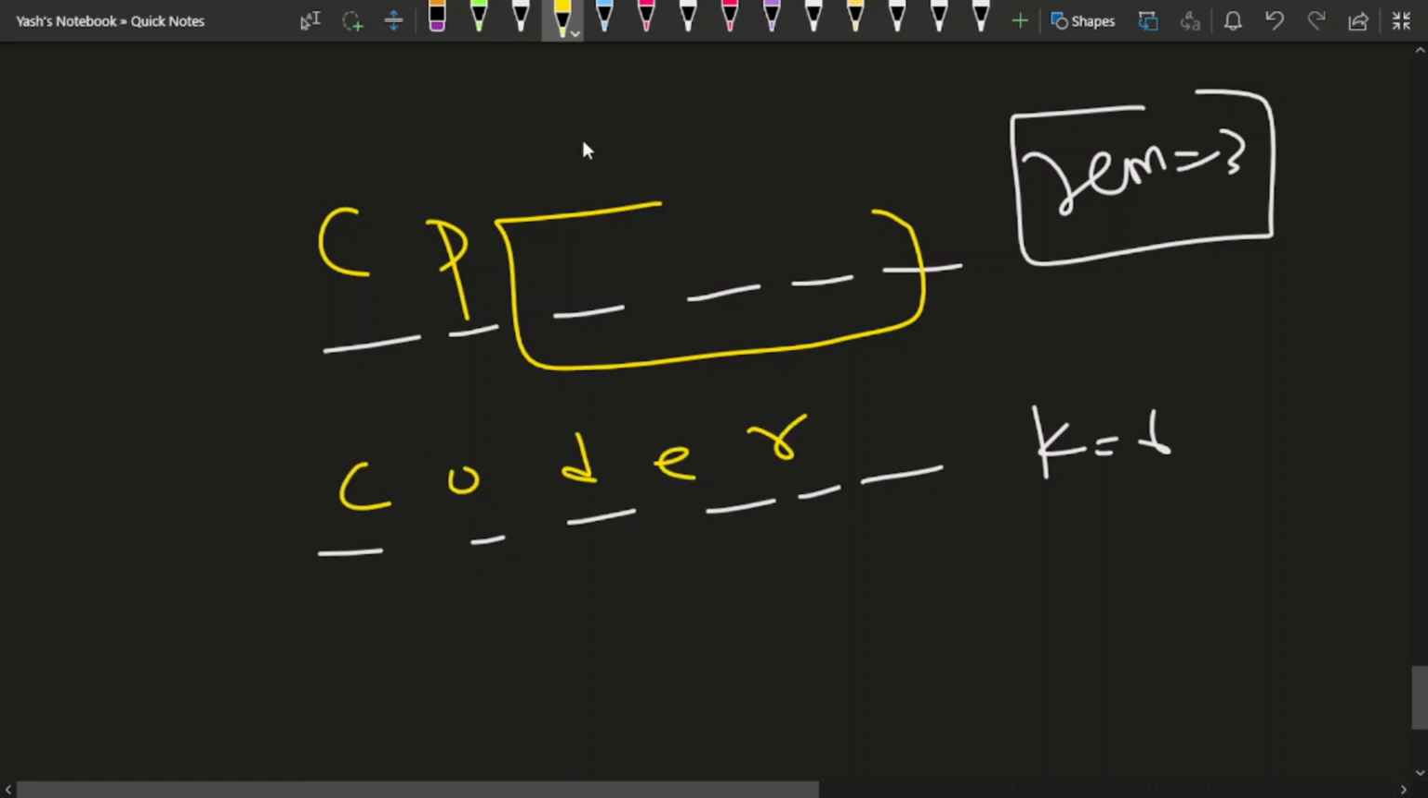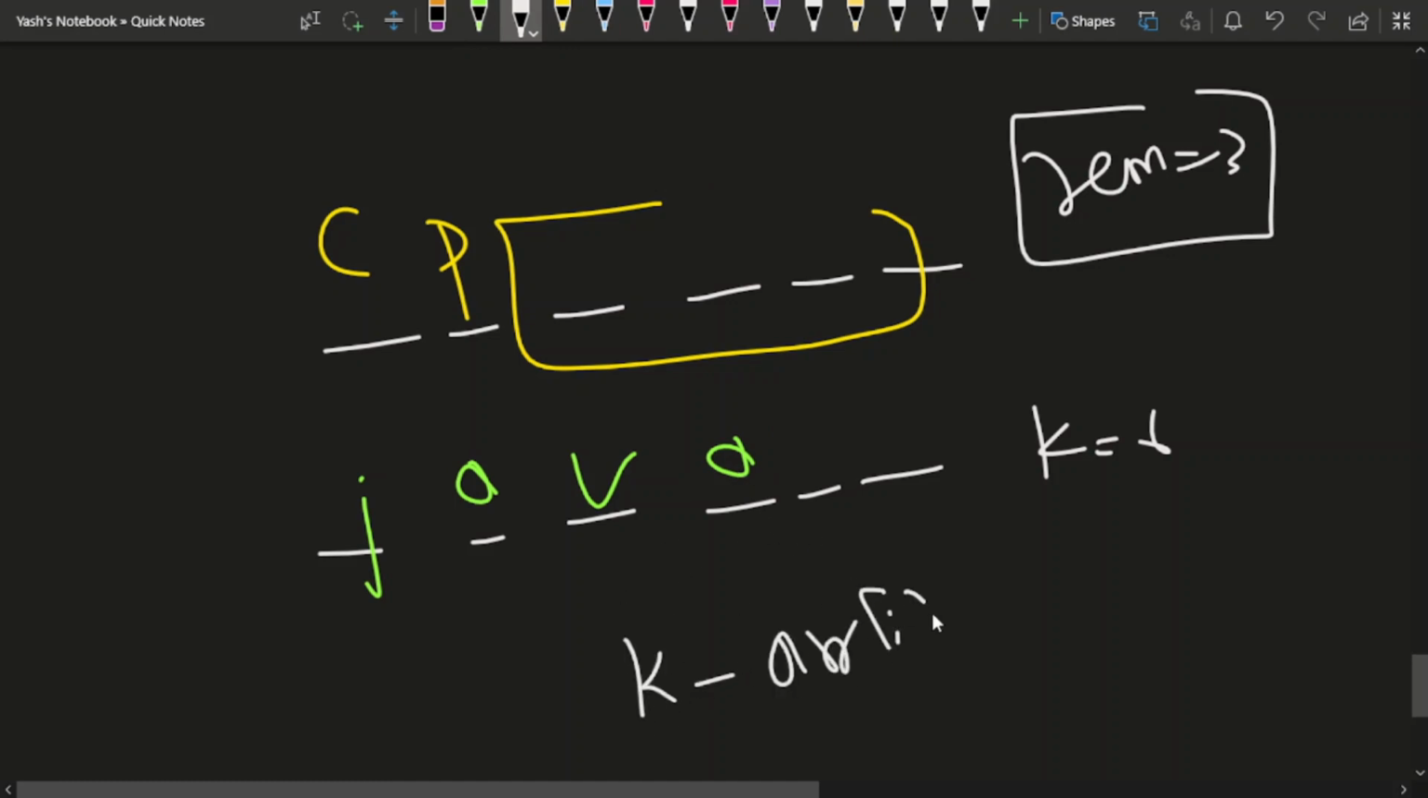Or instead of coder, if you had any other word, let's say you had Java. If you had the word Java, then you initially had k spaces left, and after that you have used arr[i], the length of the word.